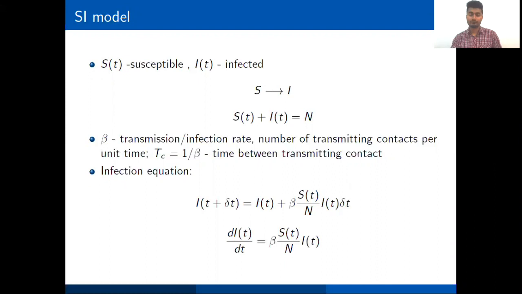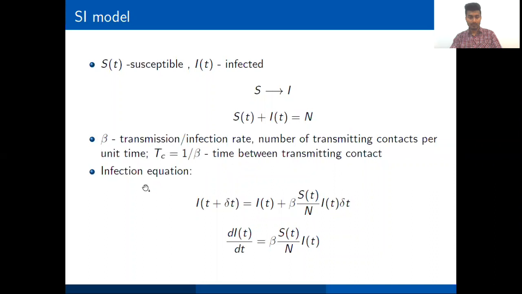in this model. But then again, the total number of population will remain the same, the susceptible people and infected people put together to construct the total number of population. Now, beta is the transmission rate, the infection rate, okay? And the time for transmitting contact is 1/beta. And the infection equation that we get.